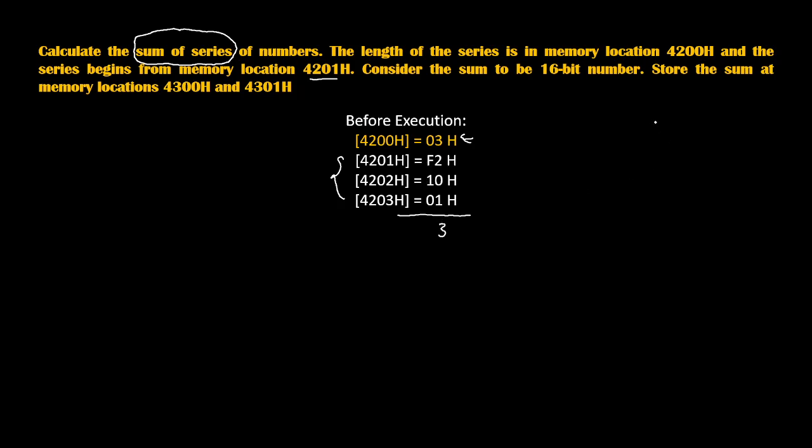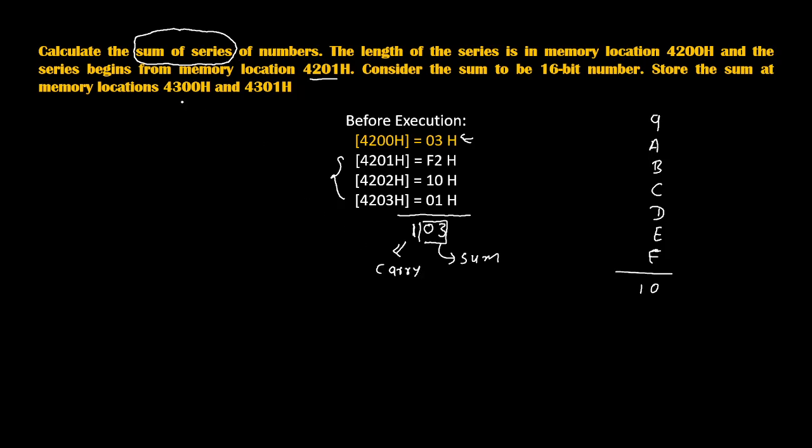Now, see here, in the hexadecimal number system, after 9, we get A, B, C, D, E, F, and after F we get 10. So F plus 1 is going to be 10. So it is going to be 01. Now our answer is going to be a 16-bit number. So this 03 will be called the sum and this 1 will be called the carry.